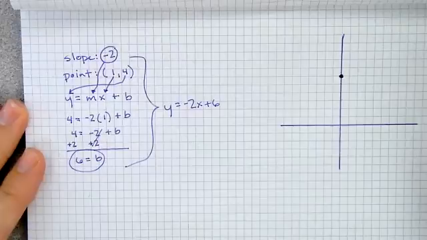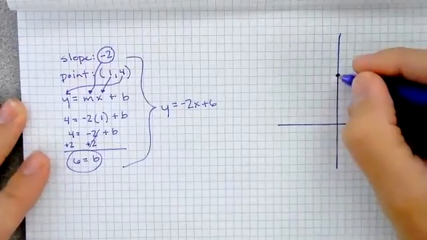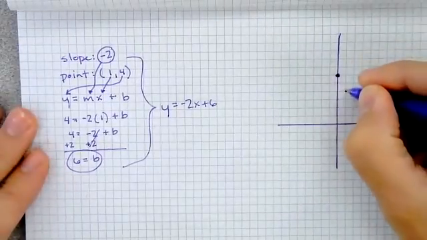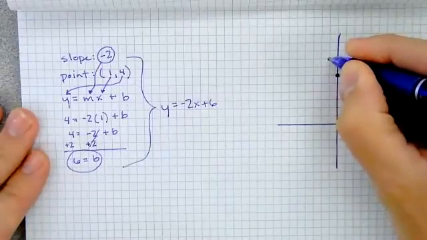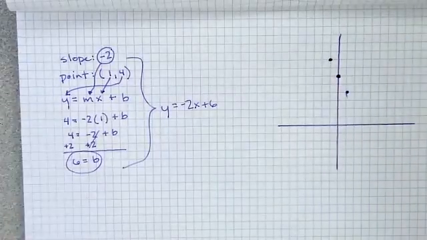Okay, there's my y-intercept of 6, slope of -2, so I can go down 2 to the right one, or up 2 to the left one.